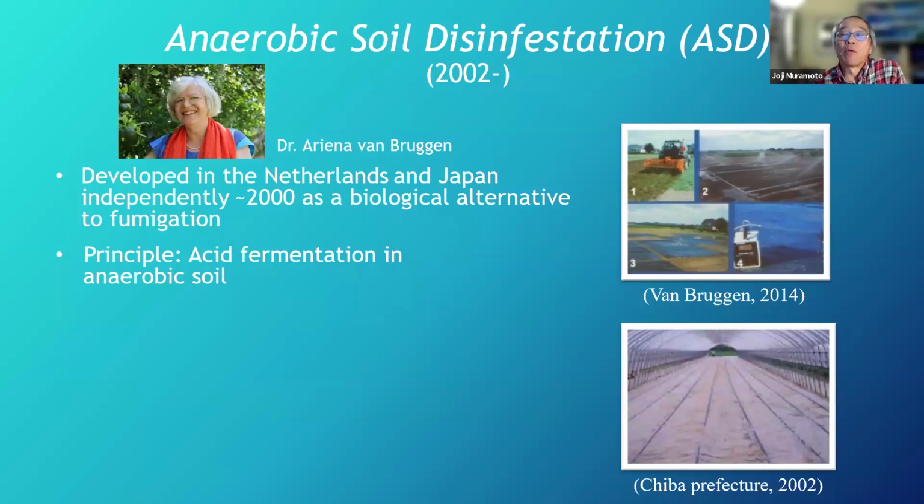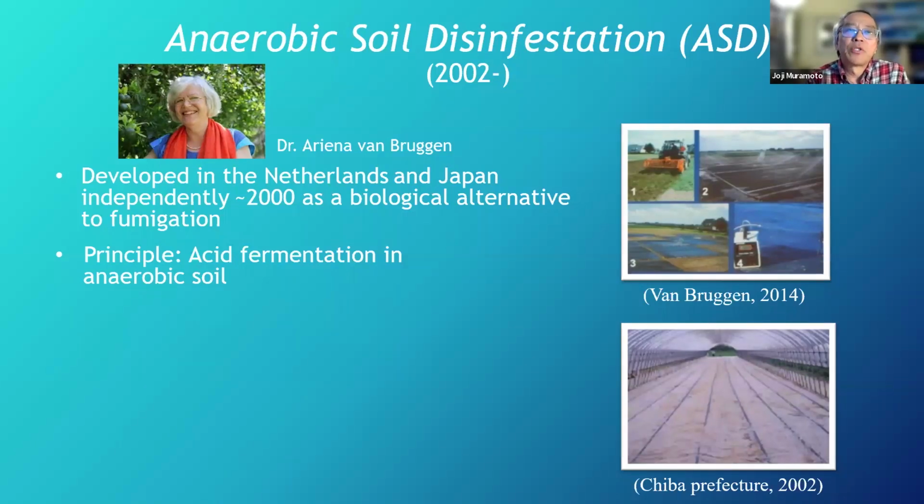Fortunately, coincidentally, Dr. Ariana van Bruggen from the Netherlands, a very good friend of the then director of the Center for Agroecology, Carol Shennan, came over to the farm and encouraged us to try a newly developed method called biological soil disinfestation. And then later we found a similar method with the same principles was independently developed in Japan. And then we started to learn from both approaches and tried to optimize for California strawberry conditions. And then we renamed it anaerobic soil disinfestation, in short ASD.